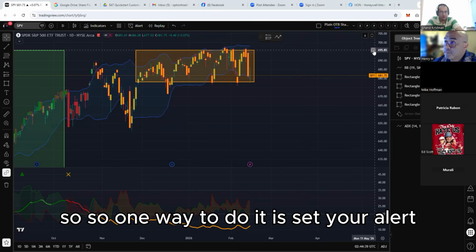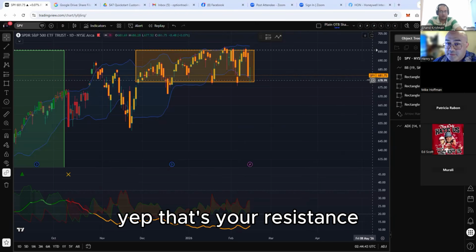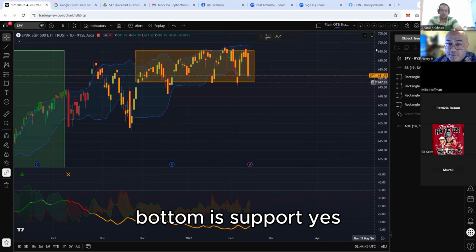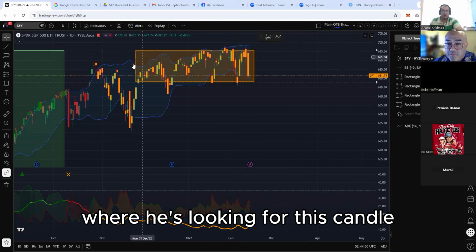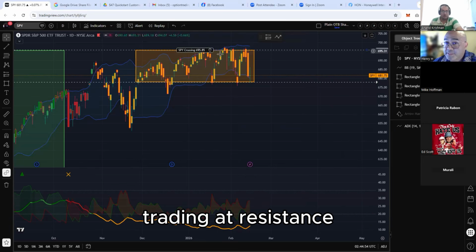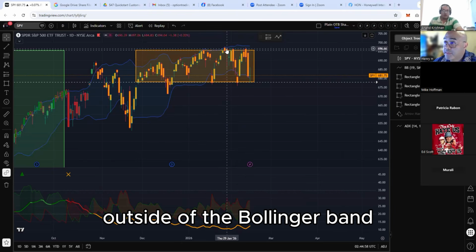So one way to do it is set your alert. That's your resistance. Bottom is support. And I know Anon's really good about this one, where he's looking for this candle trading at resistance. He's also looking if the candle is popping outside of the Bollinger Band.